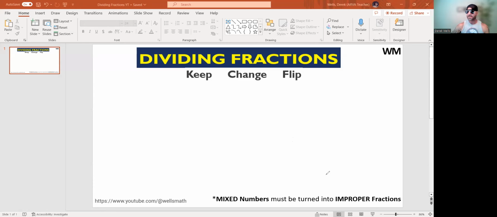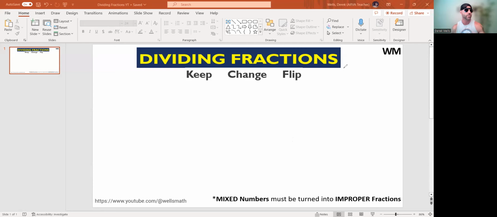This is Wells Math, and I'm going to show you how to divide fractions. When you're dividing fractions, there's three words you need to remember. It is keep, change, flip. You might want to write that down in your notes if you are taking notes.